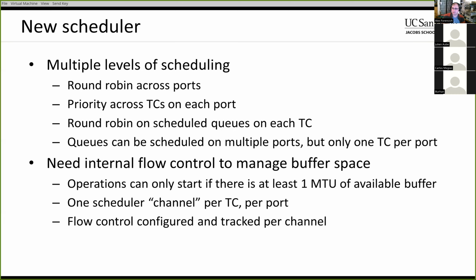And then we need the internal flow control to manage the buffer space in the transmit data path. So we're going to need to be able to adjust how much buffer each traffic class is allowed to use at any given point in time. And then operations can only start if there is at least space to send one MTU size frame. We'll have one scheduler channel per TC per port, and the flow control will be configured and tracked on a per channel basis.